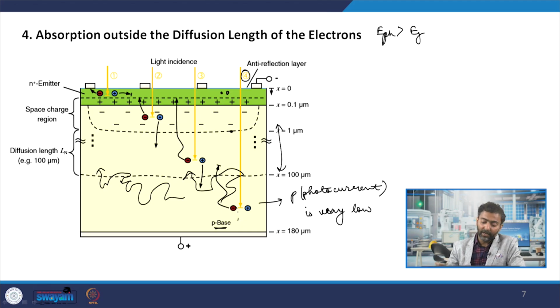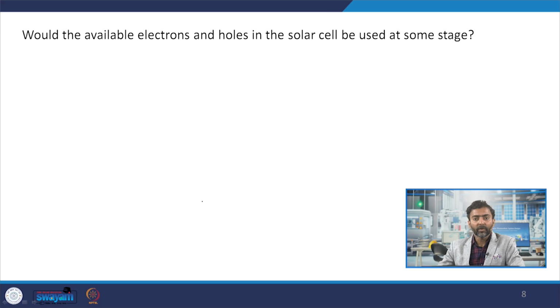But the good thing is that something can be done about this. While in the dead layer there is not much scope of doing anything, in the fourth region we can do something to improve its behavior. But before we talk about what can be done to improve the behavior in the depth of the solar cell, let me ask you a quick question.